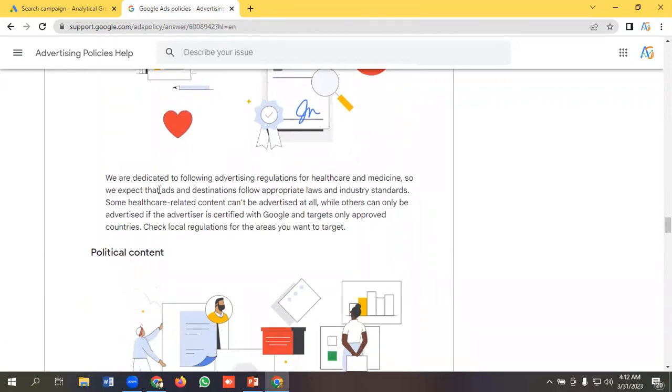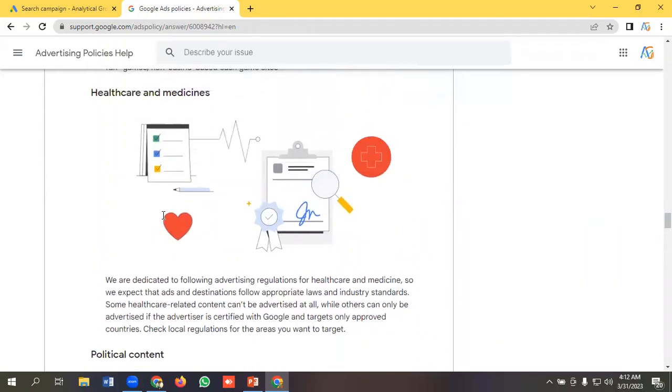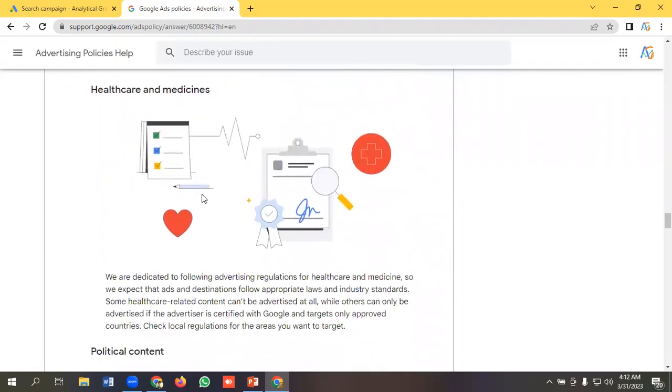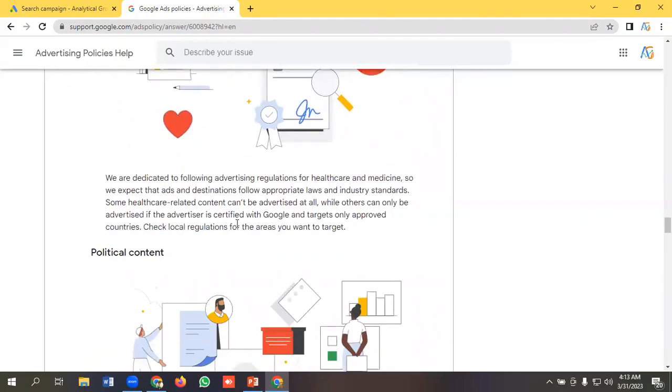So we can see we are dedicated to the following advertising regulations for healthcare and medicine. We expect that ads and destinations follow appropriate laws and industry standards. Some healthcare related content can't be advertised at all, while other content can only be advertised if the advertiser is certified. So if you want to run ads in the healthcare and medicines categories, you need to be a certified advertiser with Google and target only approved countries.